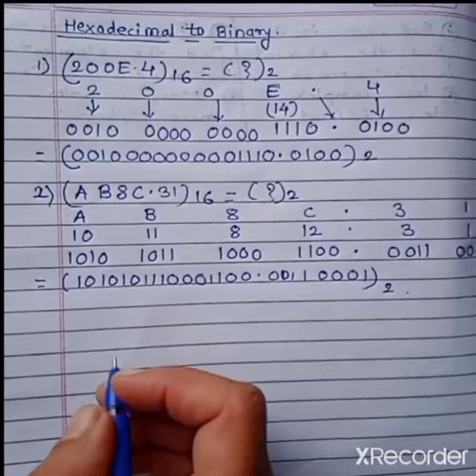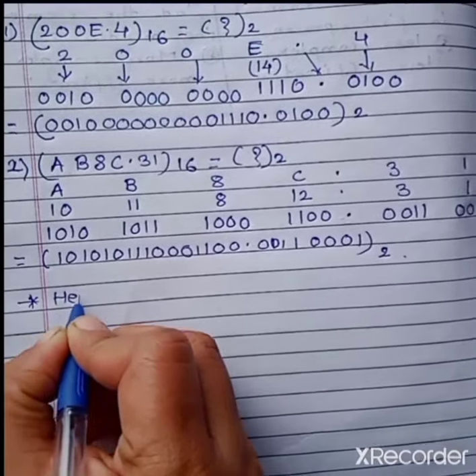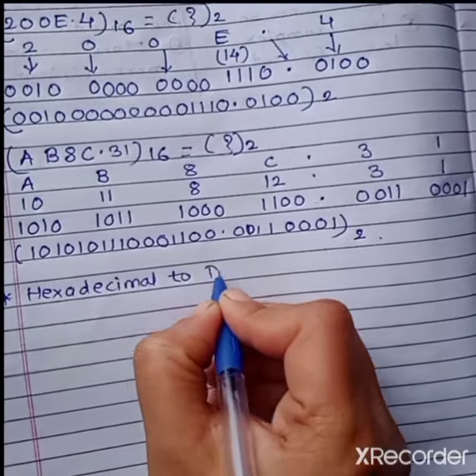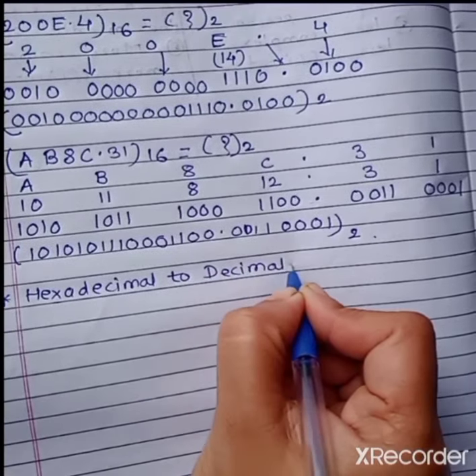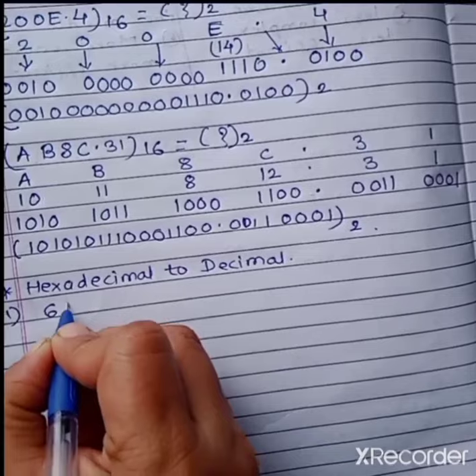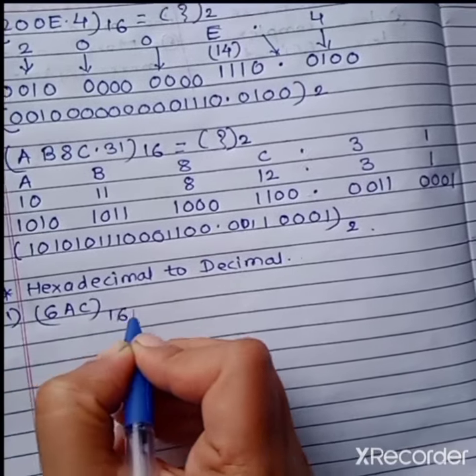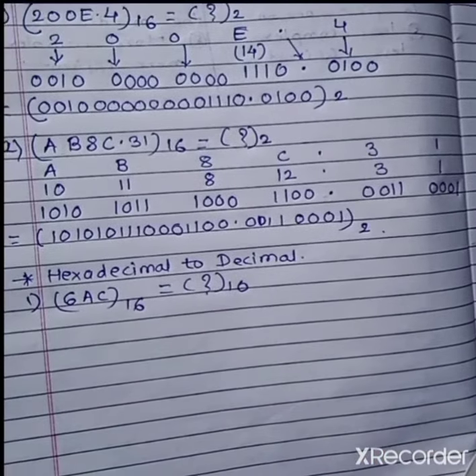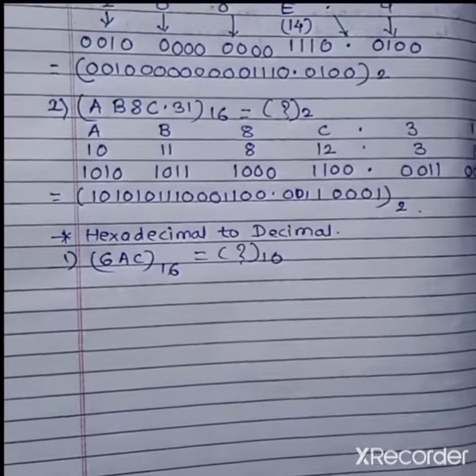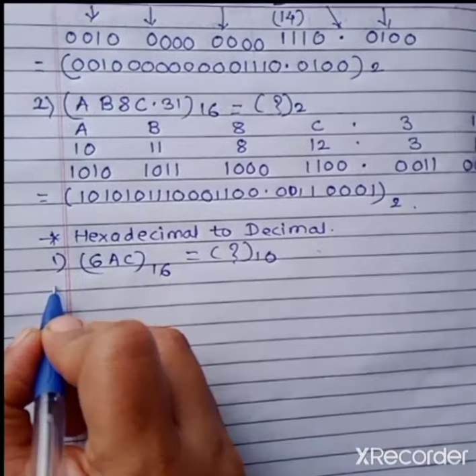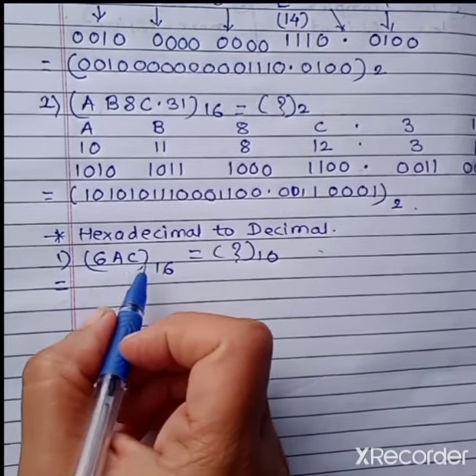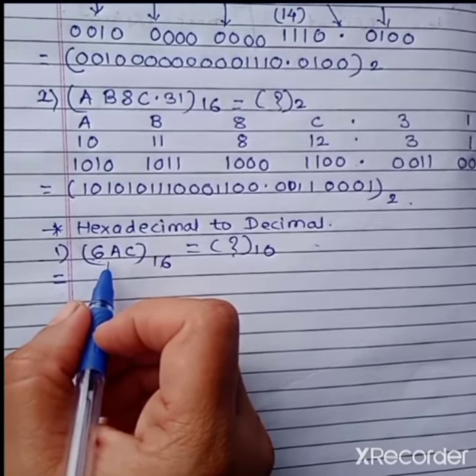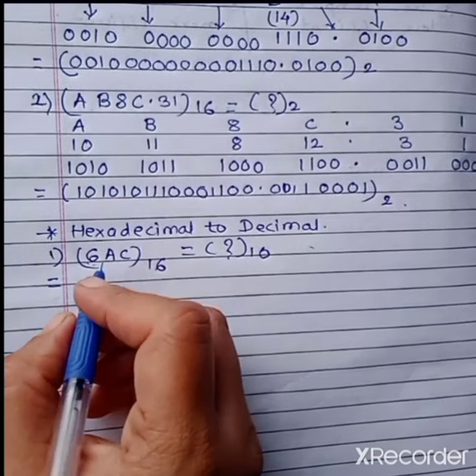Now we'll see hexadecimal to decimal conversion. So the hexadecimal number 6AC to the base 16 is given. We have to convert this number into decimal. Now how to convert it? Take the weightages of these numbers and multiply each digit with its weightage and finally add them all together.